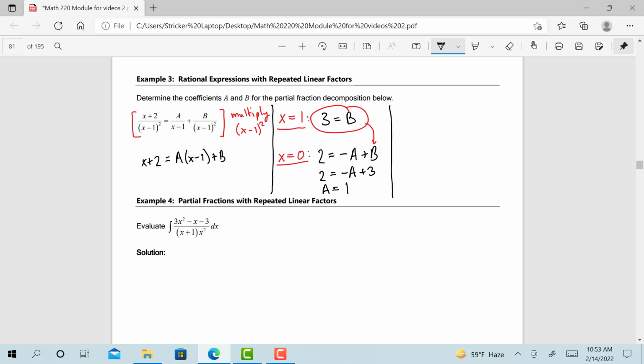And that means that our original rational expression, x plus 2 over x minus 1 squared, is equivalent to 1 over x minus 1 plus 3 over x minus 1 squared. All right, so there's one example. In that example, I'm not asking to do any integrals. Let's go ahead and actually evaluate an integral. Similar type of problem here in example 4.